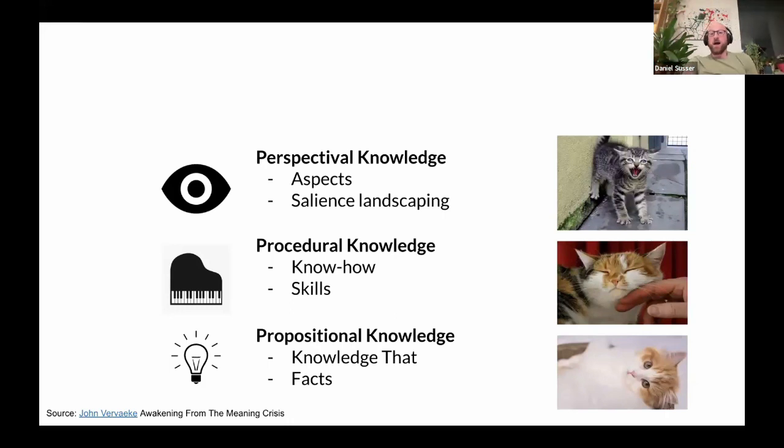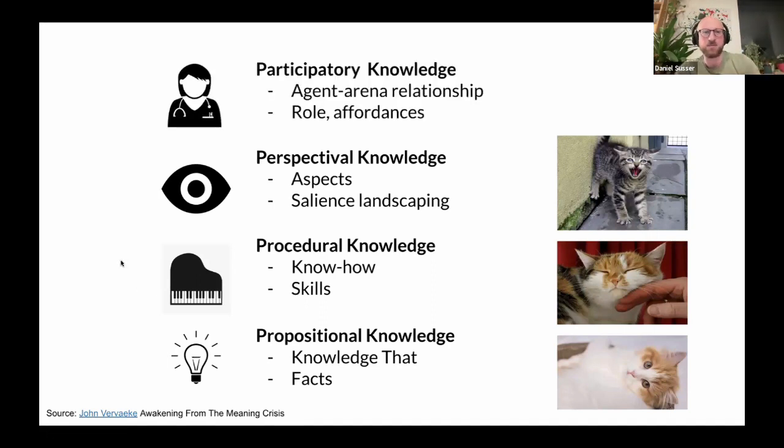Okay. The final one, and then we're going to go into breakout rooms and talk about this stuff, because me lecturing about it is maybe interesting, but it's much more useful to sink our teeth into it. It's called participatory knowledge. So this is one level up the dependence landscape from perspectival knowledge, which is how do I participate in the world around me? So John Vervaeke talks about this agent-arena relationship.